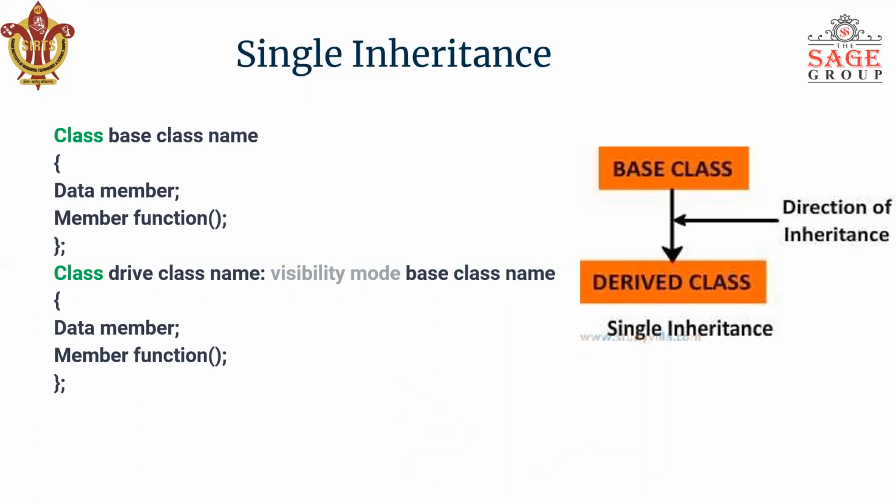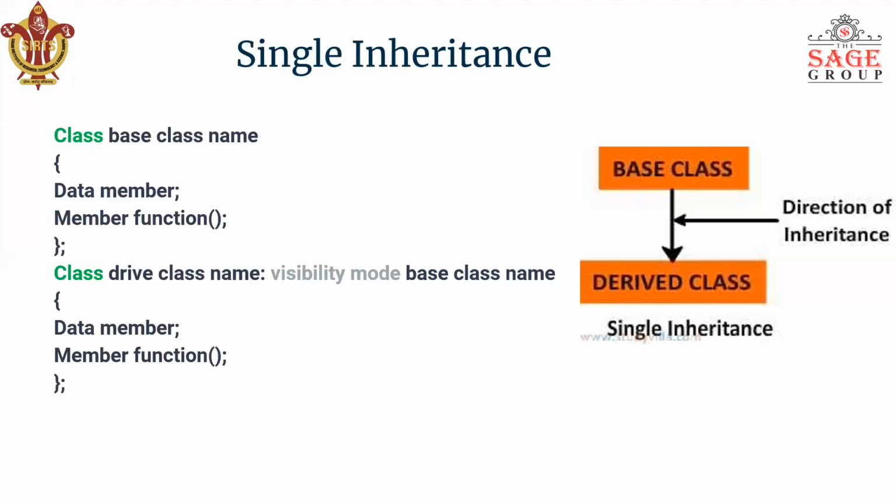Now if we see the syntax of single inheritance, first we use the class keyword, then the base class name. These are the normal features, as we have already discussed how to create a class. Now we open the body of that particular base class. Inside that class we declare data members and member functions. When the member functions are declared, we terminate the class with a semicolon.